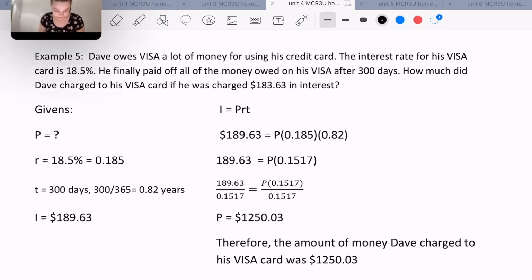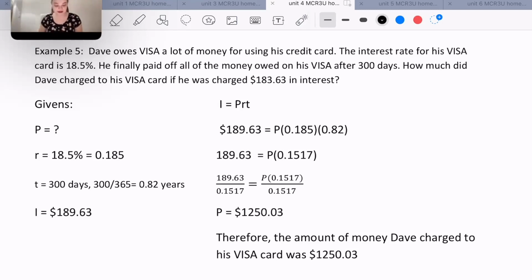Okay. Let's move on to this one. It says, Dave owes Visa a lot of money for using his credit card. The interest rate on his Visa is 18.5%. He finally paid off all the money owed on his Visa after 300 days.